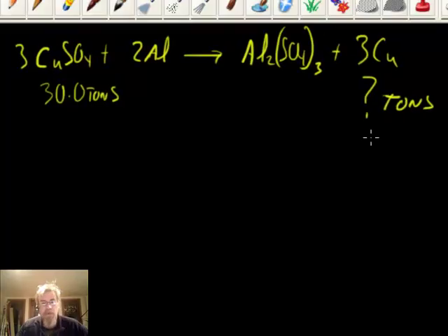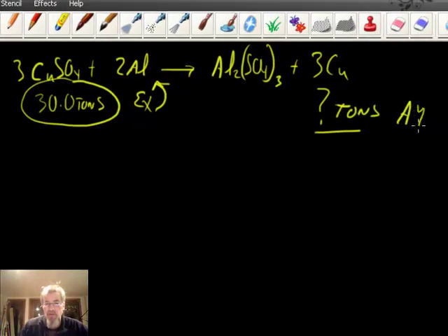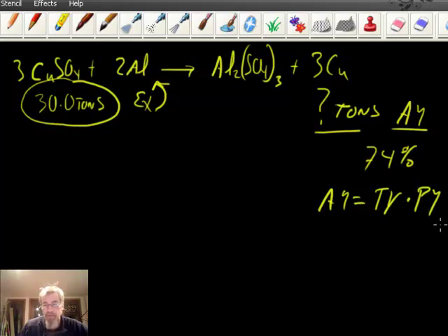Let's do it. Okay, here's the problem set up for you. There's the balanced chemical equation up there on the top. They're telling us that we have 30 tons of CuSO4 as our starting point. This is the excess reactant, aluminum, so we don't have to worry about that. And our ultimate goal here is to find out how many tons of actual yield are going to be produced here, given that it's a 74% yield process. Well, we figured out that we're going to get actual yield by taking theoretical yield and multiplying it by that percent yield as a decimal. So let's calculate theoretical yield right now.